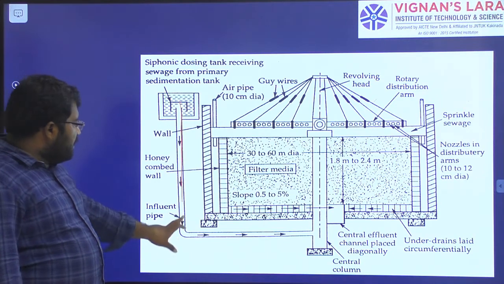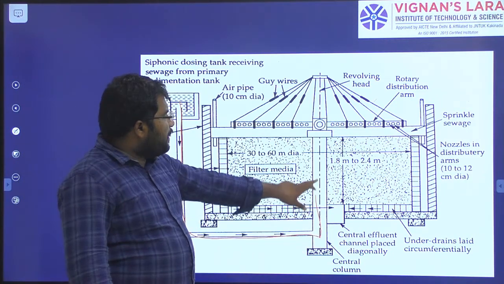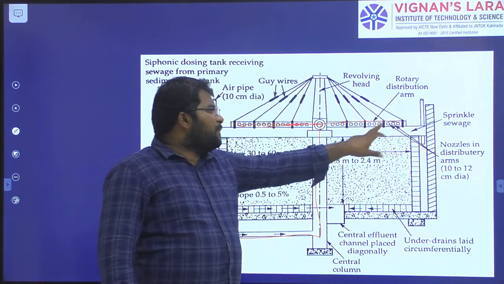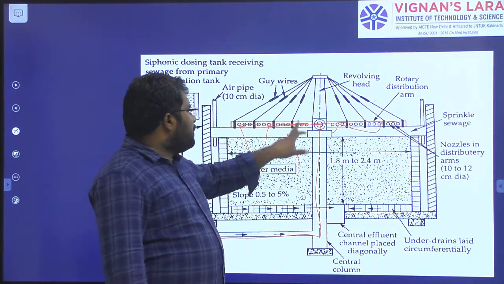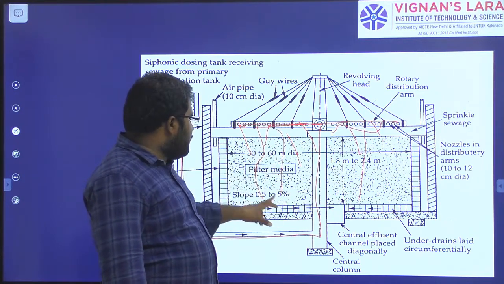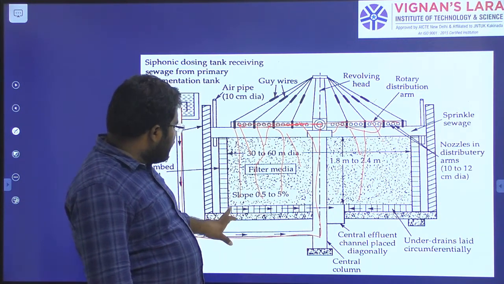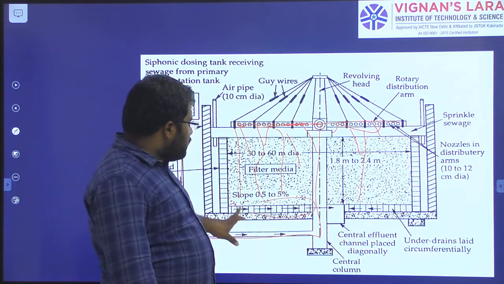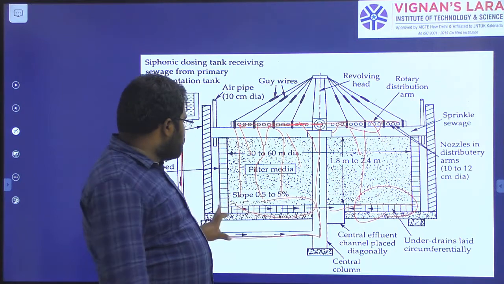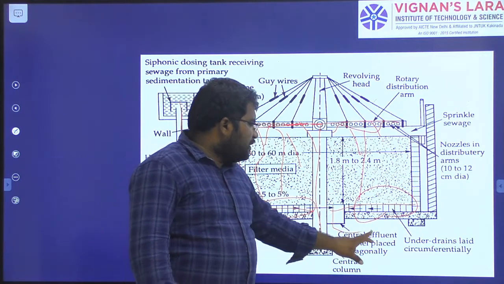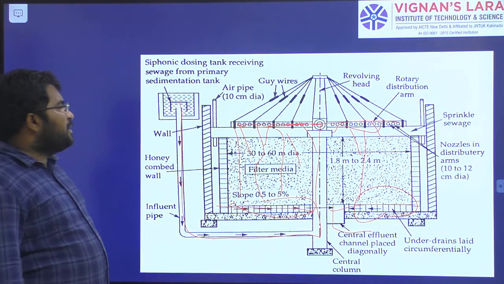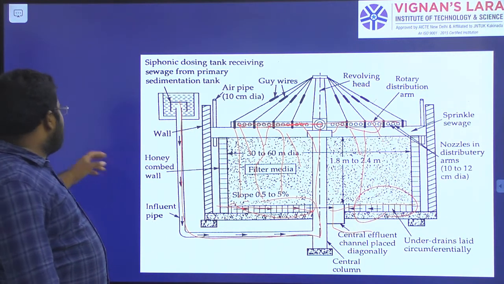Here this is the inlet, through which water will enter the central manifold. From this rotary distribution system, it will be sprinkled over the filter media. Once it passes through the filter media, it is collected by the under system. The under system will have some 15% of slope and it will come towards the center part, from where the effluent will be taken out and sent to the secondary sedimentation tank, right? So here you can see.